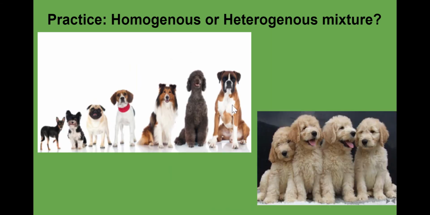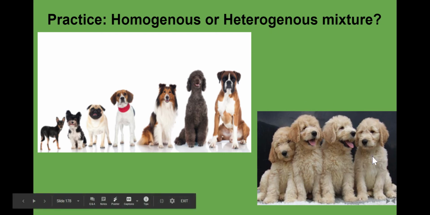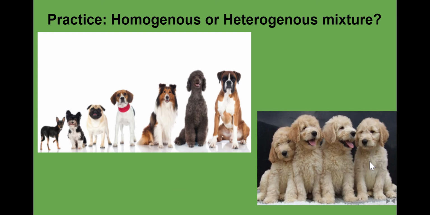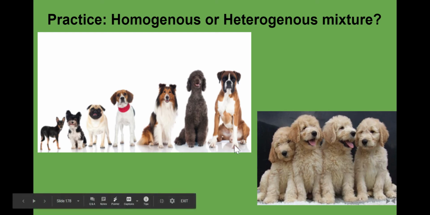Okay, here we have several different dogs. If I could individually say these are all a different breed, that would make it a heterogeneous mixture. If here I said, look, these are 4 golden doodles, then there's the same thing. They're a homogeneous mixture, all the same.